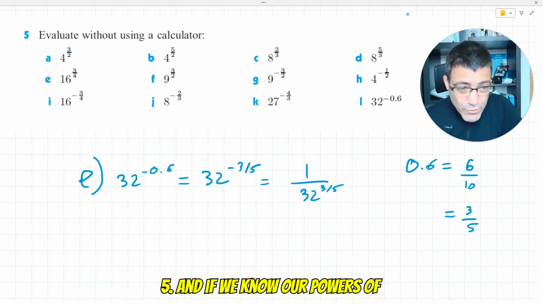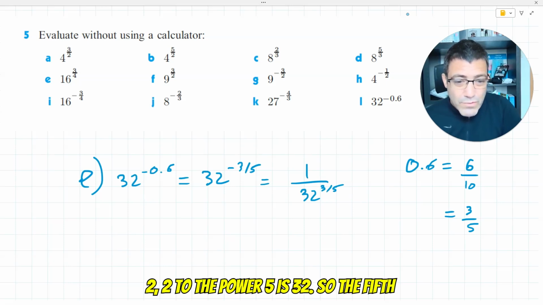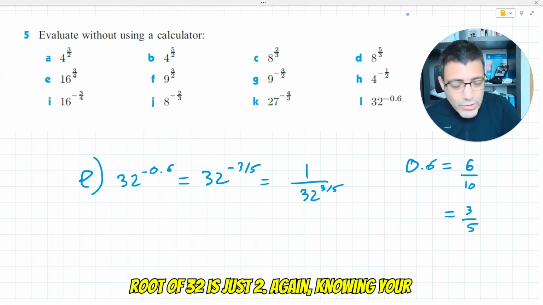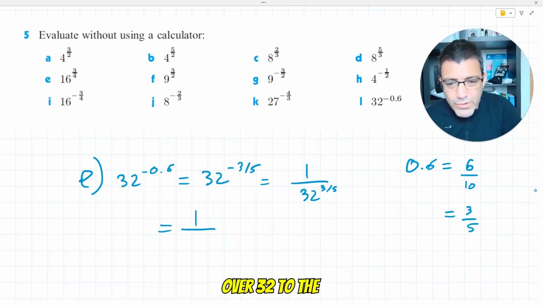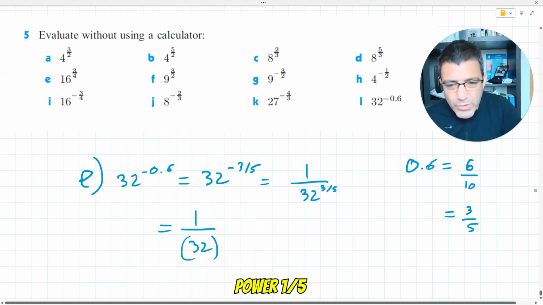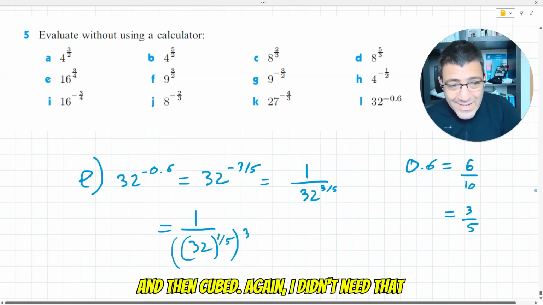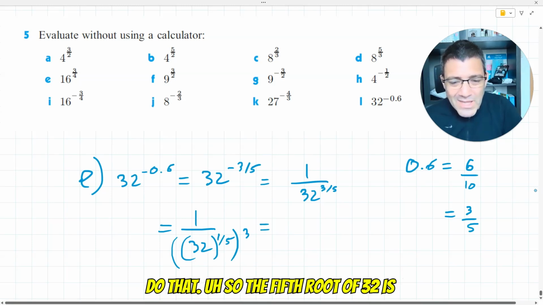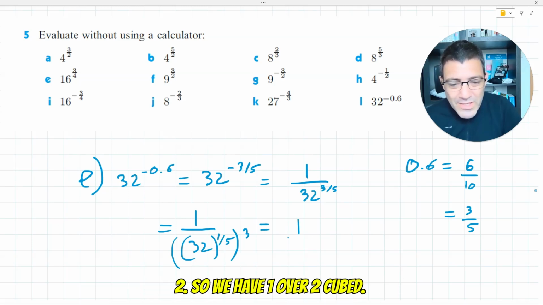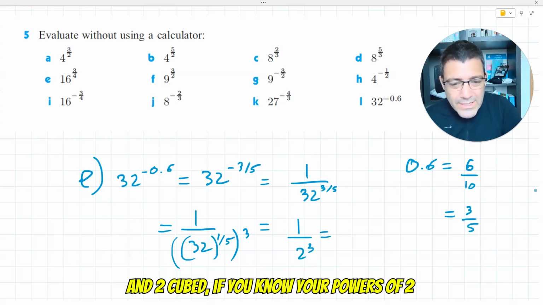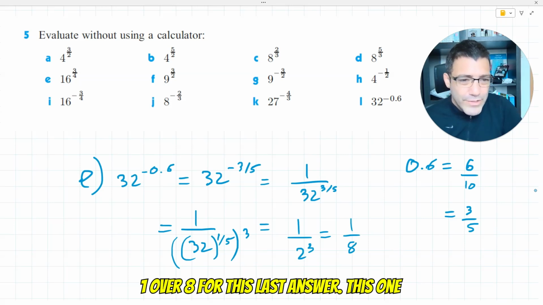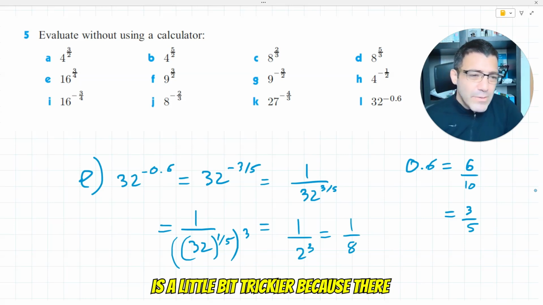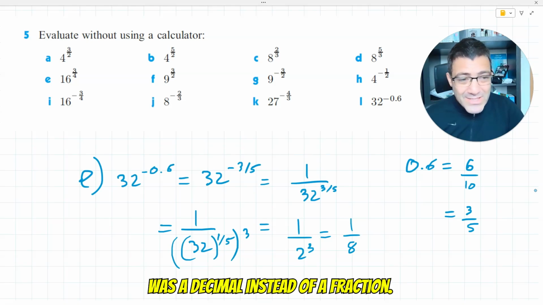And if we know our powers of 2, 2 to the power 5 is 32. So the fifth root of 32 is just 2. Again, knowing your powers of 2, super, super important. So in this case, that's going to give us 1 over 32 to the power 1/5 and then cubed. Again, I didn't need that extra bracket. That's the second time I do that. So the fifth root of 32 is 2. So we have 1 over 2 cubed, and 2 cubed, if you know your powers of 2 again, is 8, and so we have 1 over 8 for this last answer. This one is a little bit trickier because there was a decimal instead of a fraction.